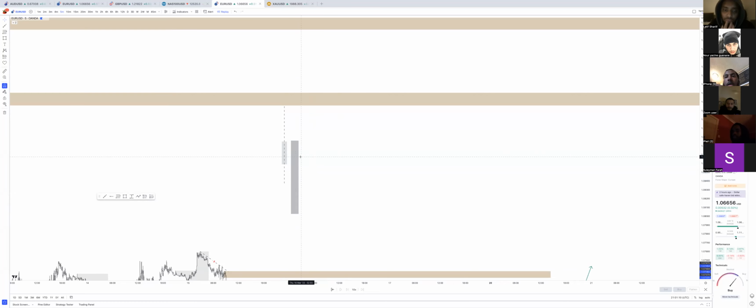So what, oh wait, hold on. Let's put a wick into this as well. So something like this, right? If you were to draw an order block, you would draw it like this. However, what I like to do is, yeah, you draw it like this.